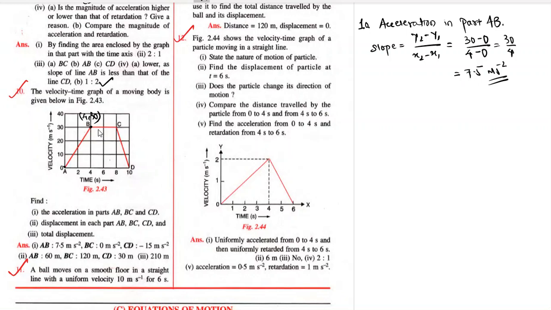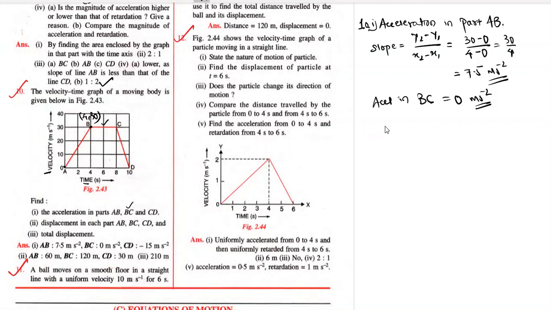What is the acceleration in part BC? Now see, just as I told you, in a velocity time graph, whenever the graph is a straight line parallel to the time axis, that means the velocity is constant and there is no acceleration. So acceleration in part BC is 0. Acceleration in BC is equal to 0 meter per second square. Right? So that's the first one.